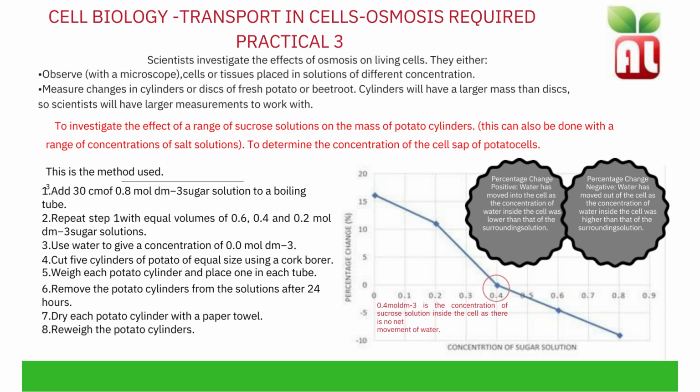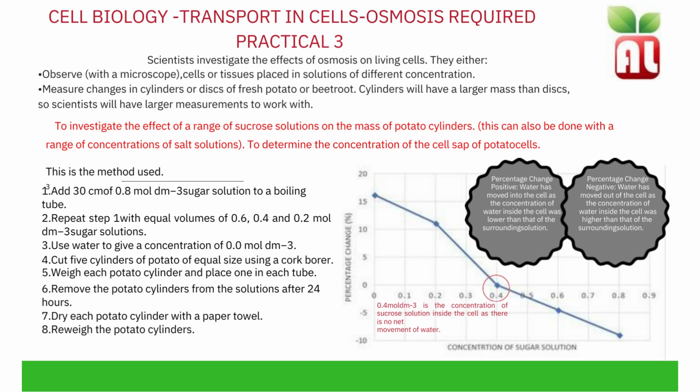To note at this point, the 0 mole per decimetre concentration of sugar solution has the highest concentration of water. It's pure water. Cut 5 cylinders of potato of equal size using a cork borer. It's important to note that each potato cylinder is of equal size to ensure that the surface area is the same, as we know that surface area affects the rate of movement into and out of cells. Weigh each potato cylinder and place one in each tube.